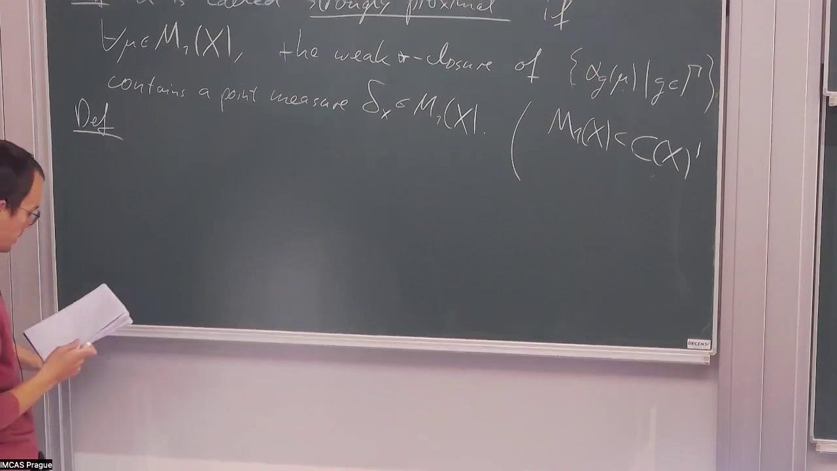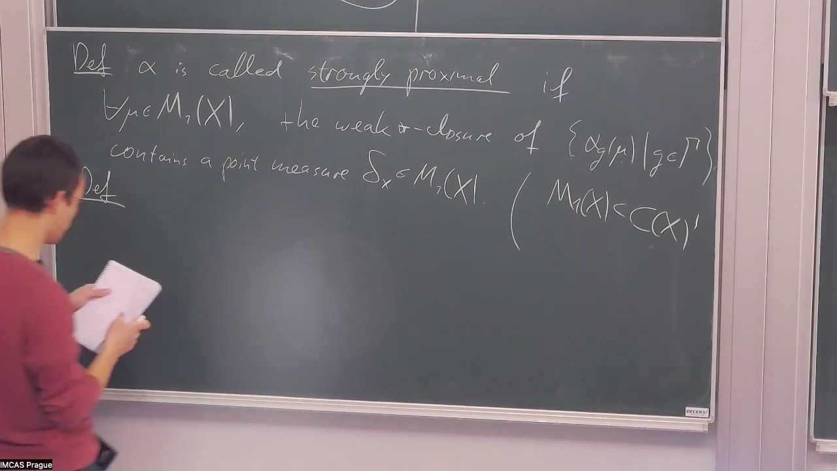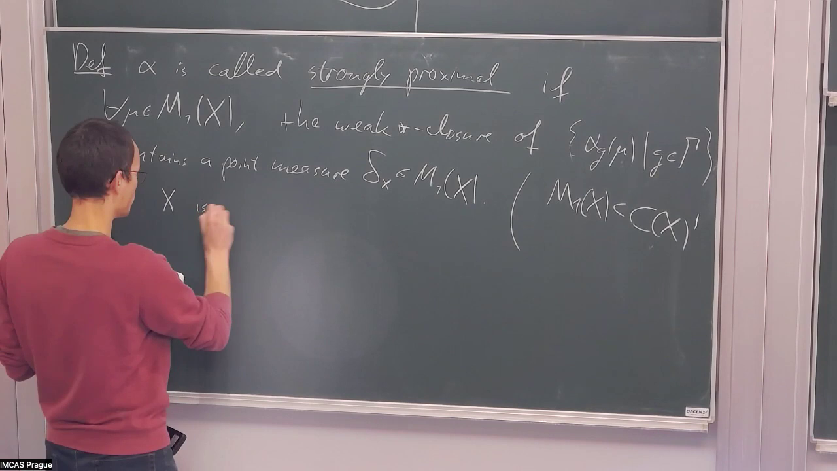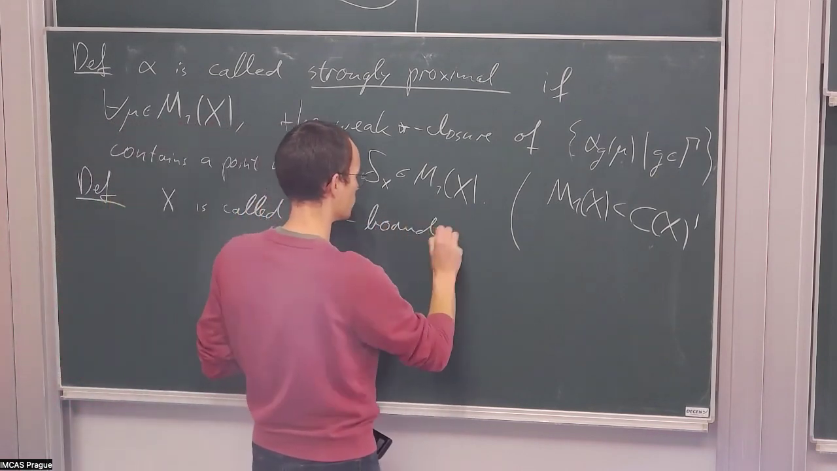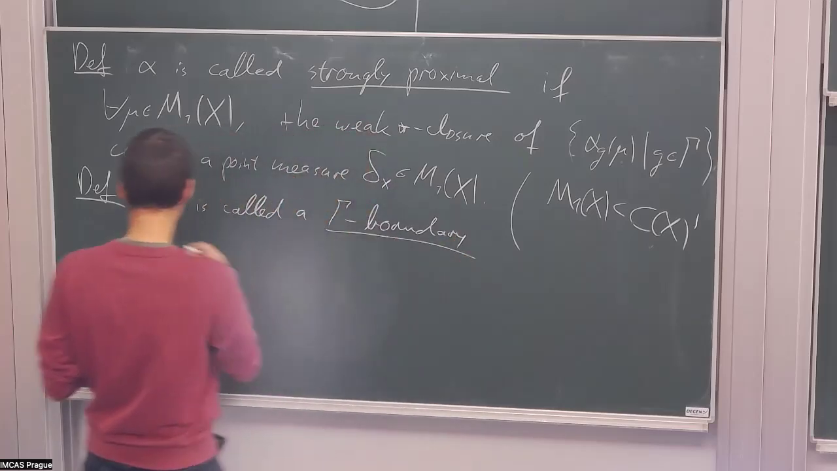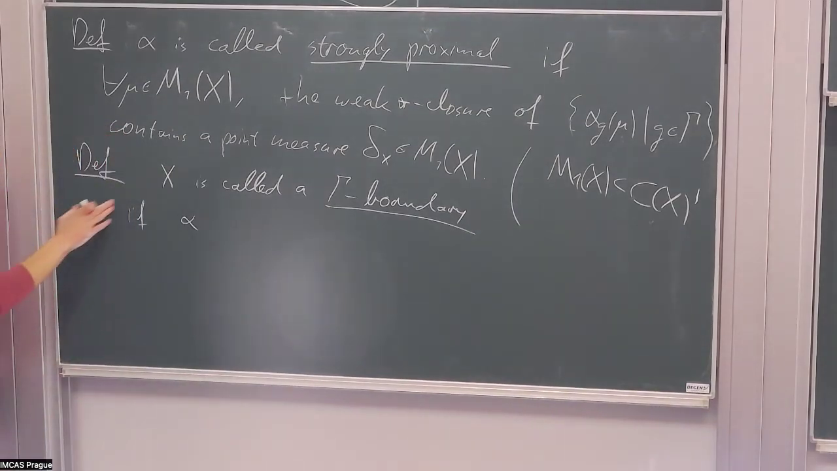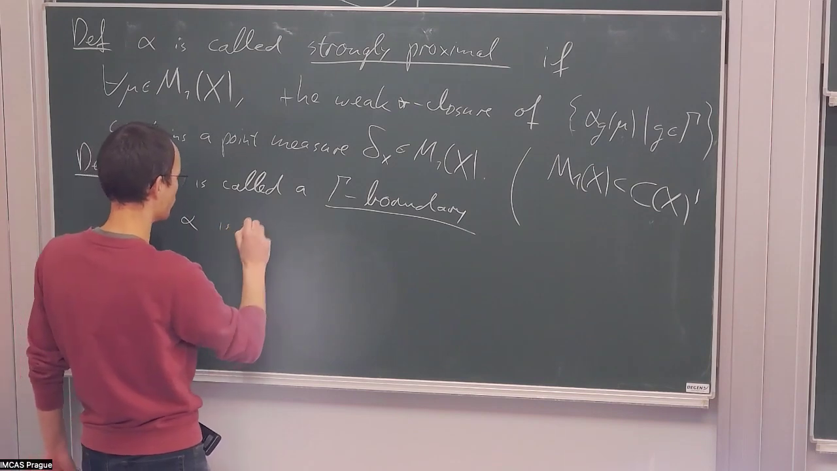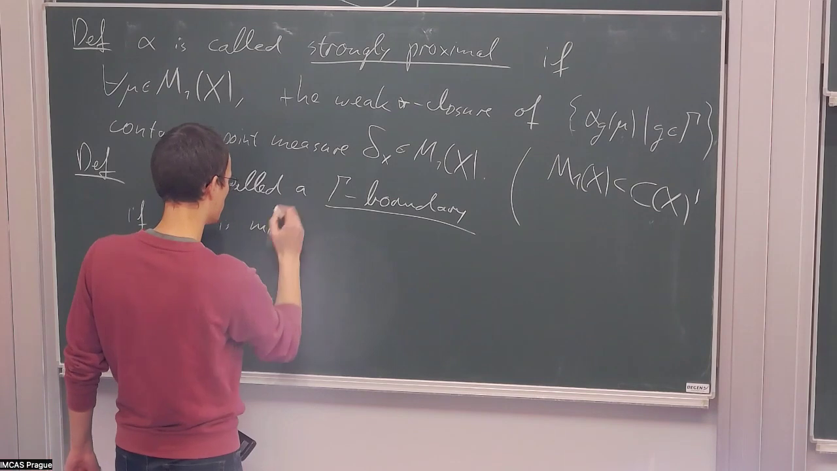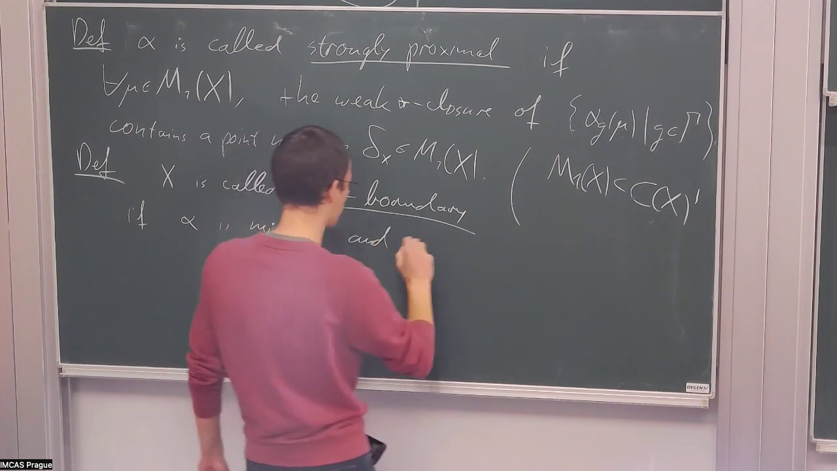One class of actions that are particularly important for this kind of stuff are boundary actions. So X is called a gamma boundary if the action, where X is still the same compact Hausdorff space as before, the compact Hausdorff space that admits a gamma action, is called a gamma boundary if the action alpha is both minimal, which is defined over there, as well as strongly proximal.